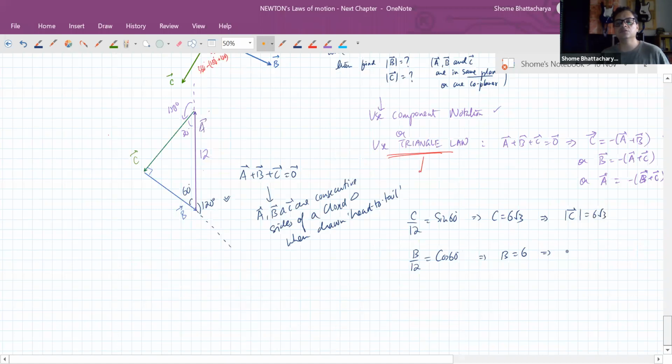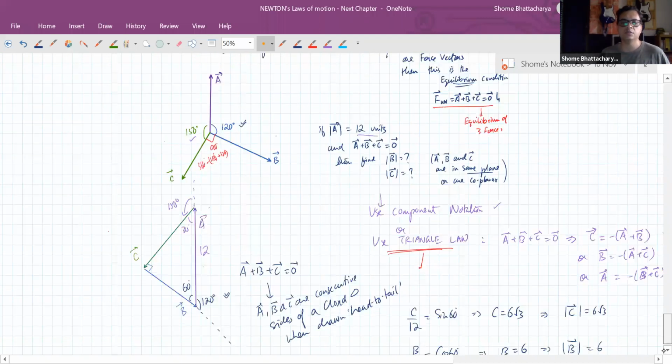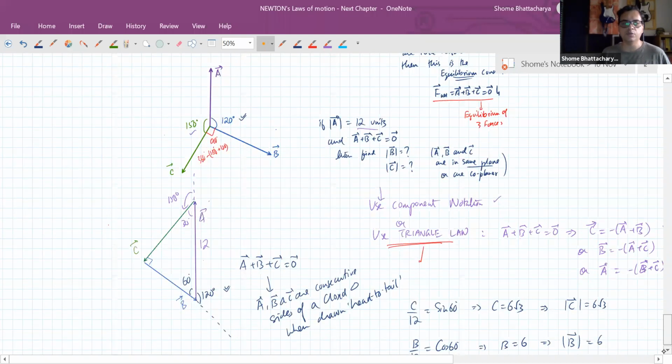So this is one way of doing the question. Because we figured out that the angle between these two vectors is 90, it was easy to start with the geometrical method. Now I'll also show this to you by component algebra method.